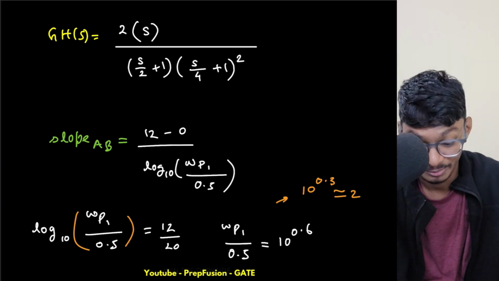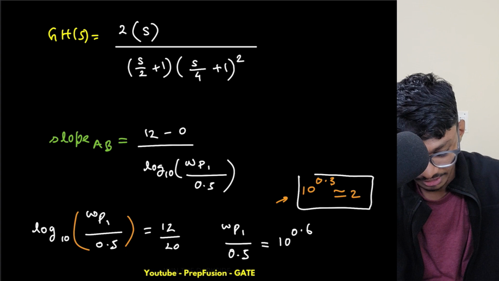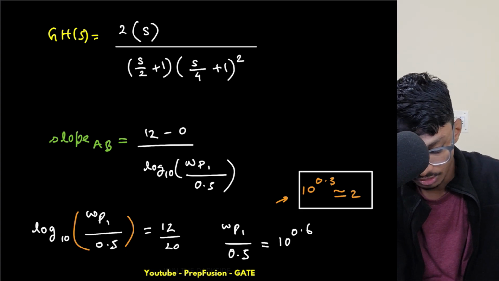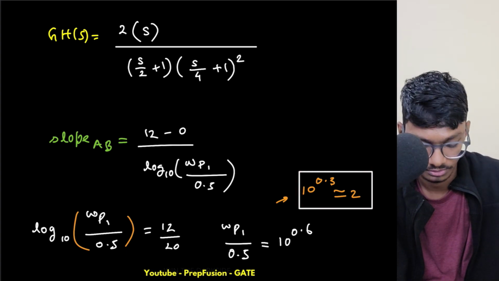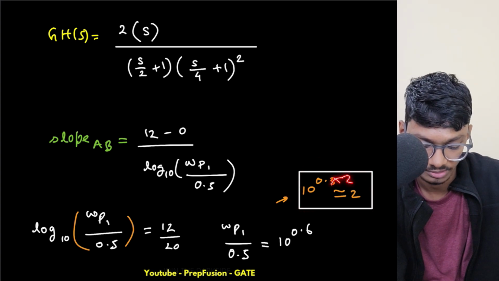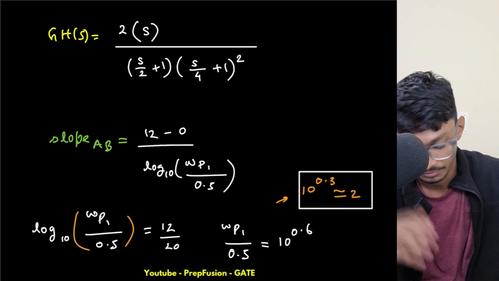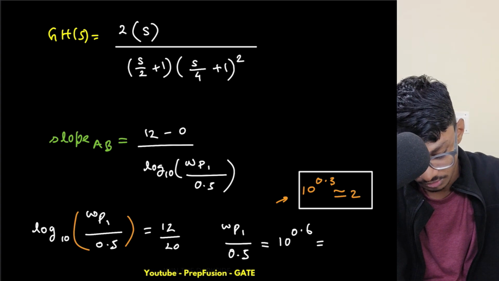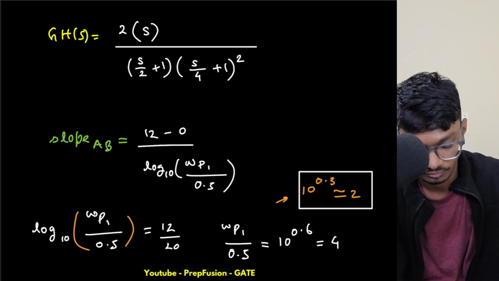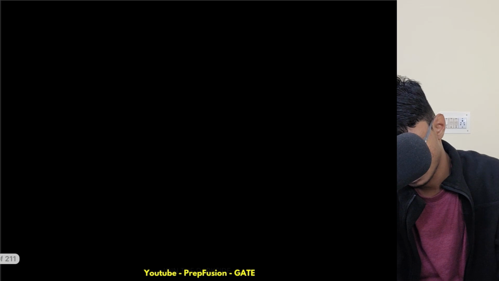I'm begging you guys that you have to remember this: 10 raised to power 0.3 is 2. Now if you simply square this, you will get 4, since 2 squared is 4. So omega p1 will be equal to 0.5 into 4, which is 2 itself. Okay, 2 radian per second.